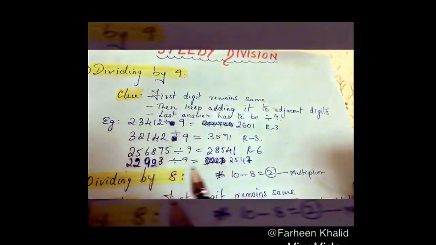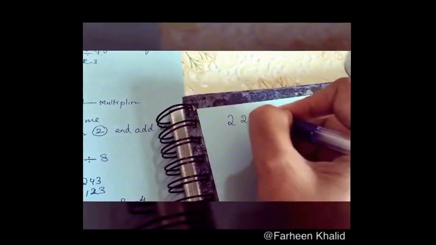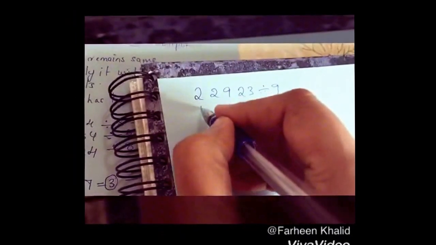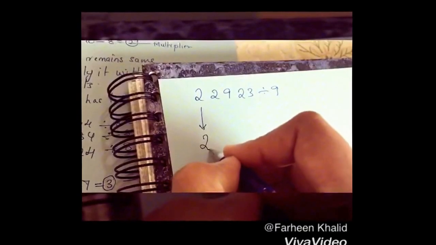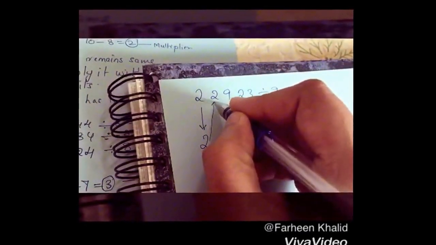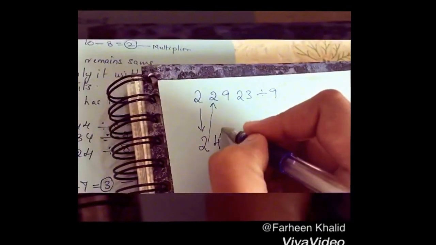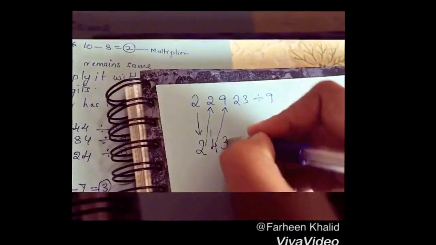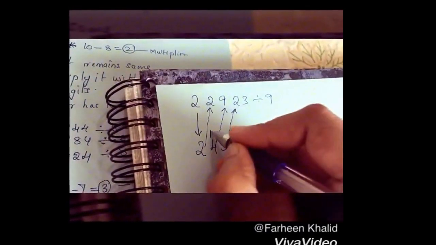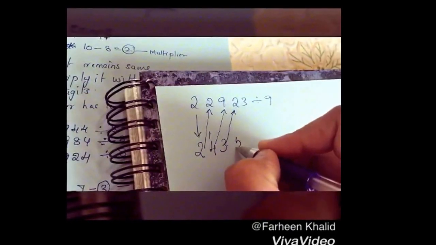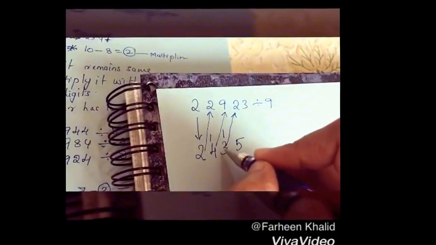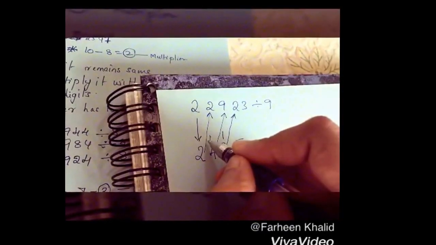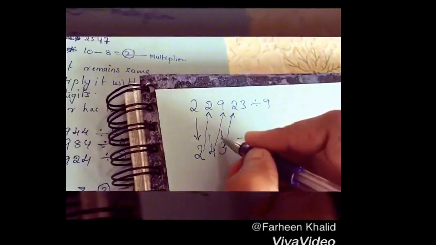Okay, let's take an easy example first, which is 22923 divided by 9. Like I said, you write down the first digit as it is, which is 2. You add this 2 to the next 2, which makes it 4. You add this 4 to the next 9, which makes it 13. You add this 13 to the next 2, which makes it 15. You carry the 1 here. So whenever you have a 2-digit number, you write the units place here and you carry over the tens digit. Then you have 15 here.